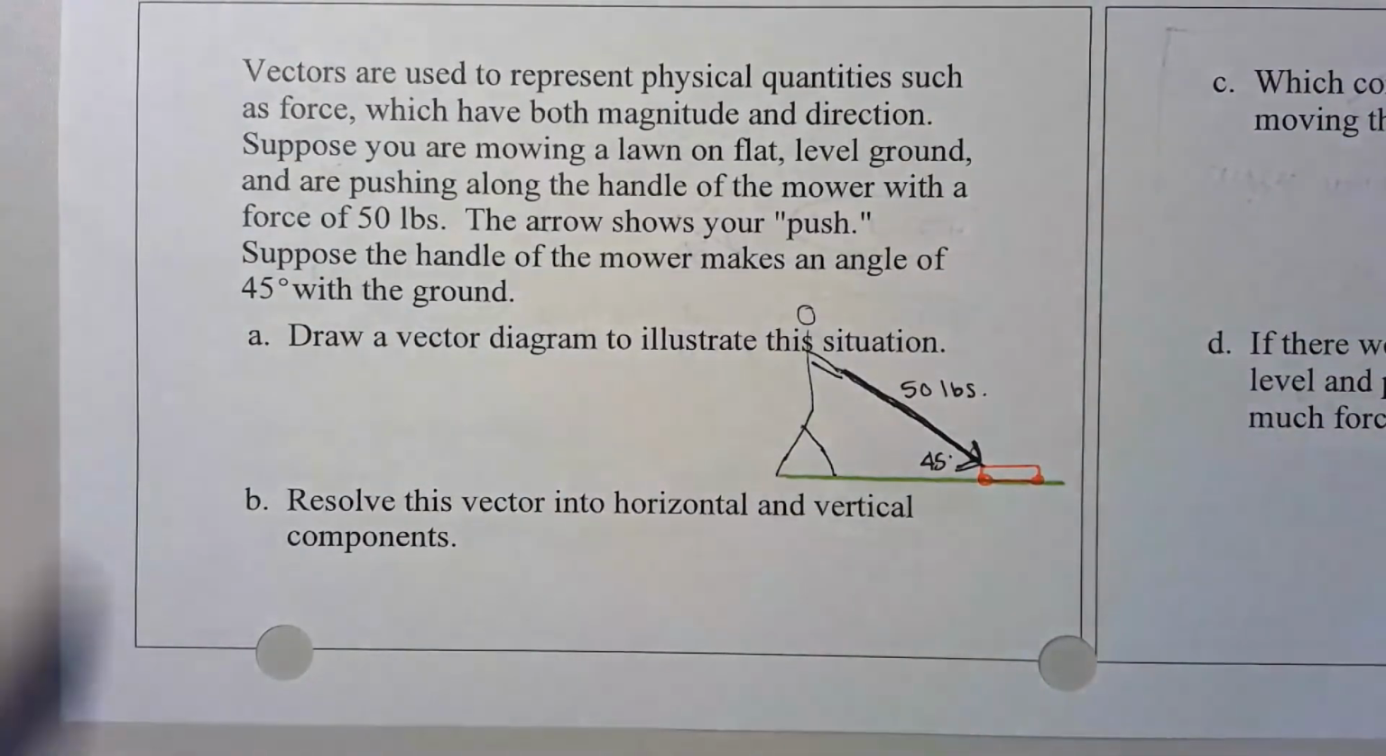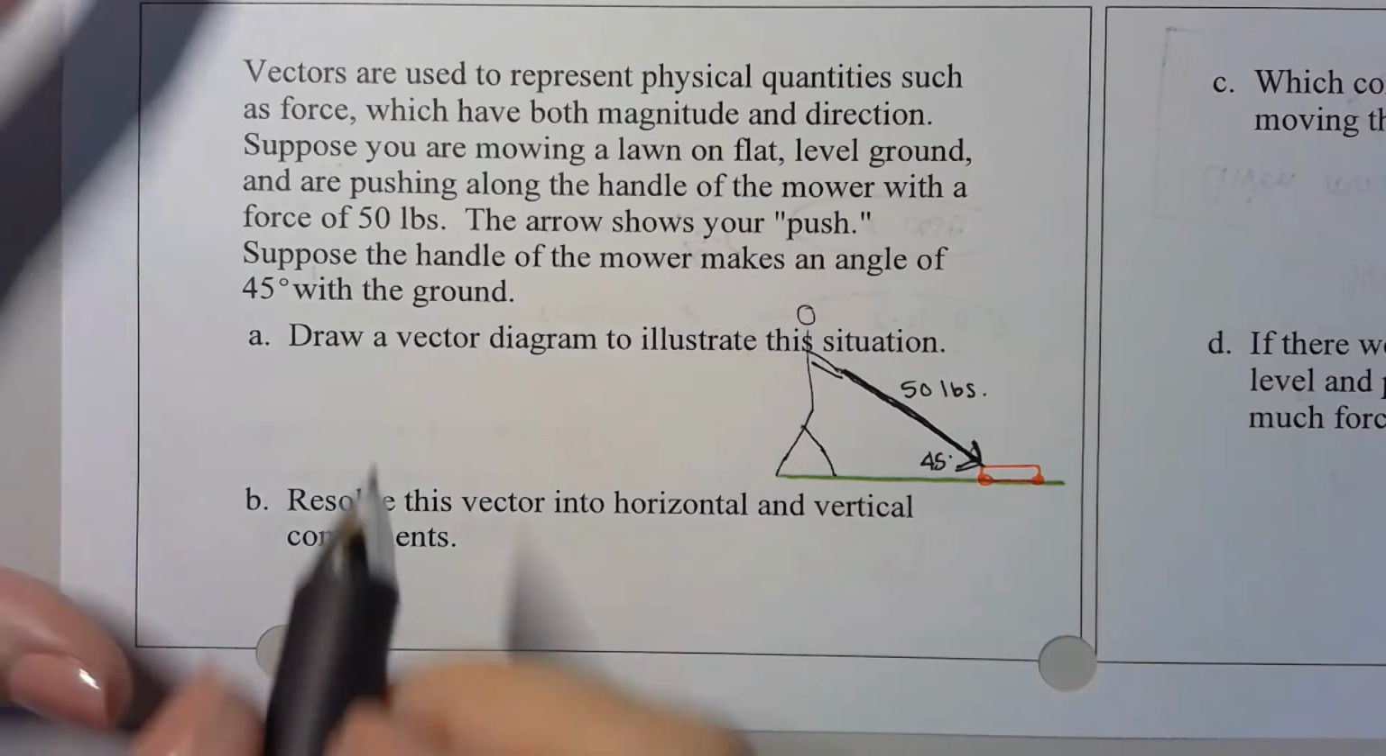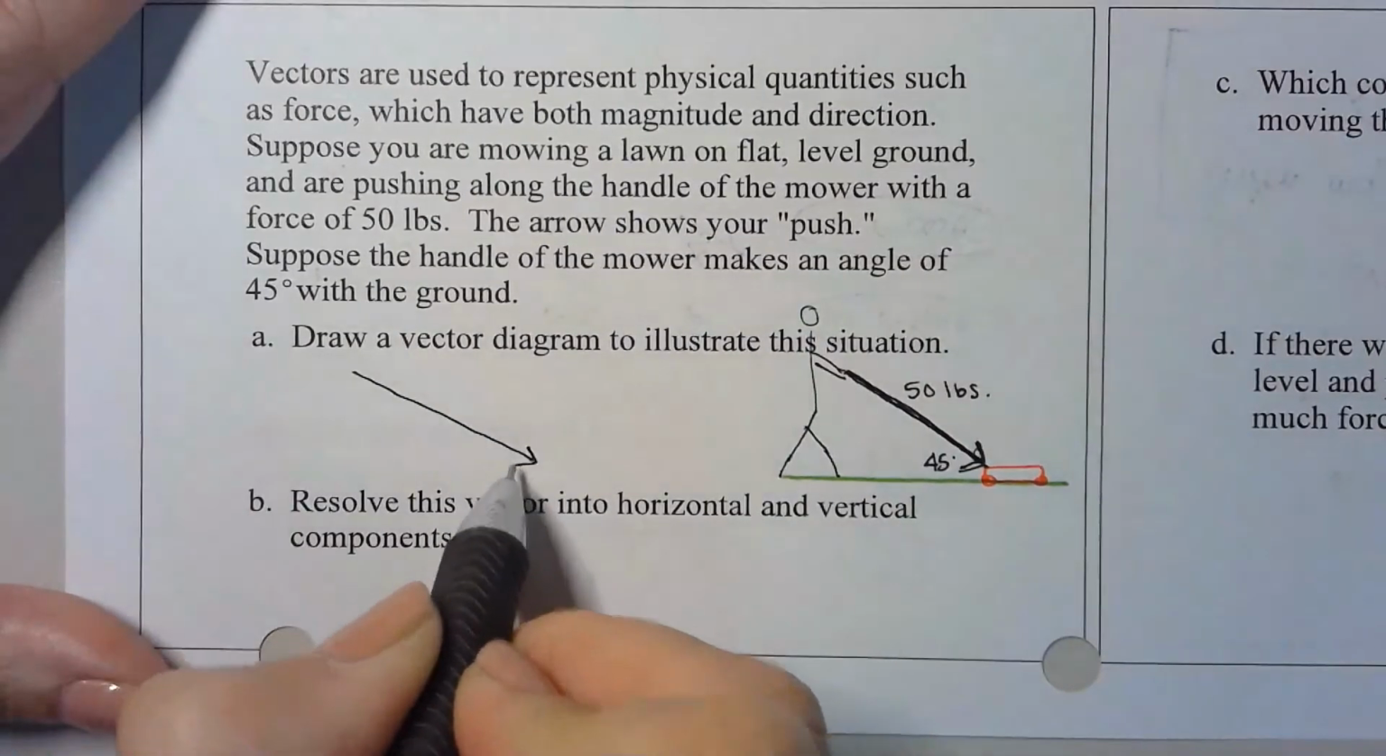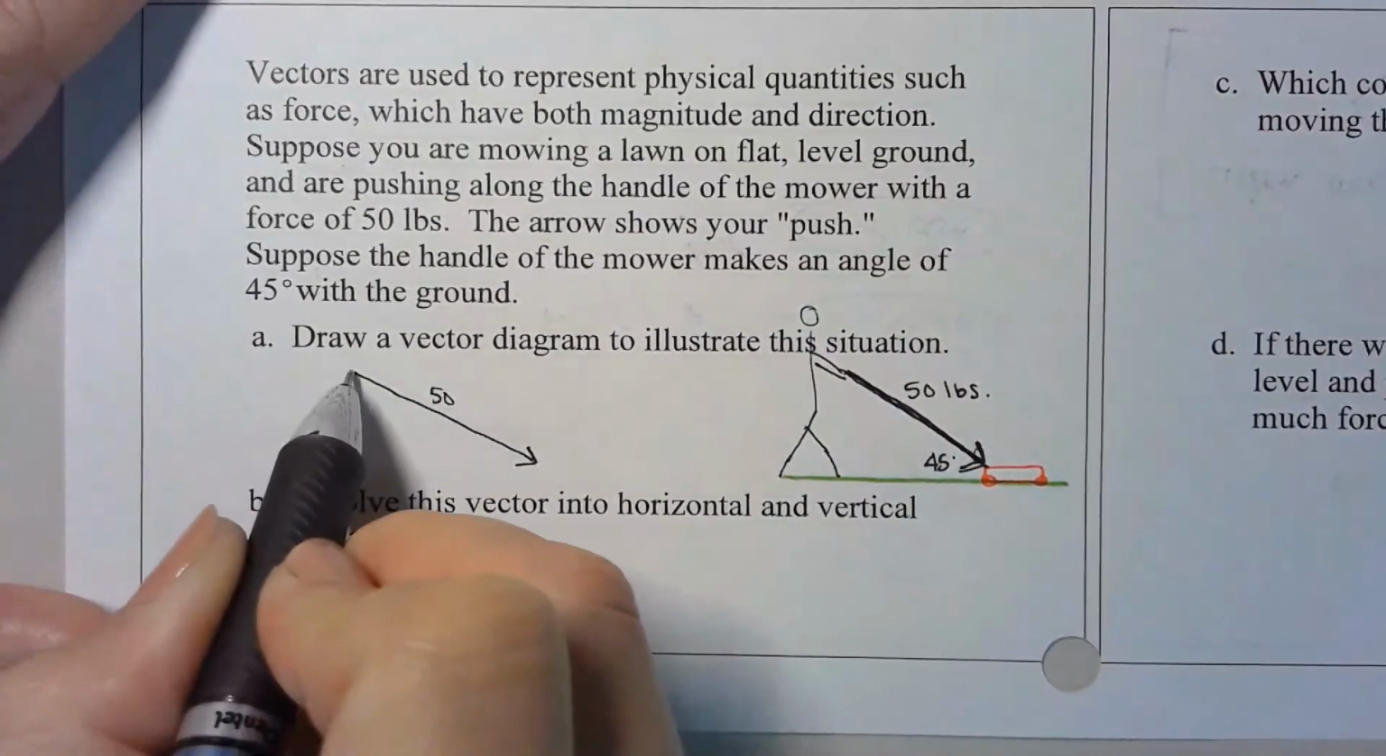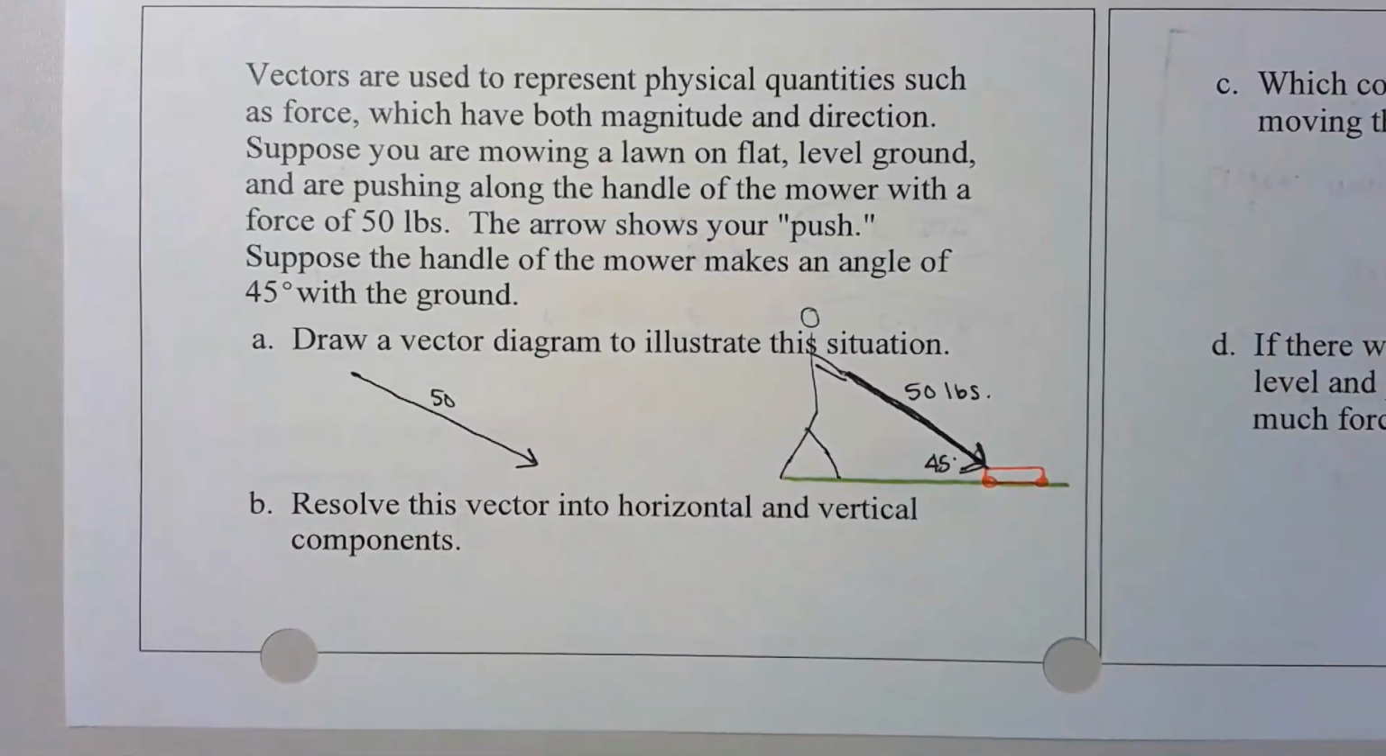Awesome. Okay, so we just did draw a vector diagram to illustrate this situation. It's a little more of a picture and not as much of a diagram, but the vector is going down to the ground. It is 50 units long. It says resolve this vector into horizontal and vertical components. Component form, right? We can turn this into component form. That's what we spent the whole front doing.